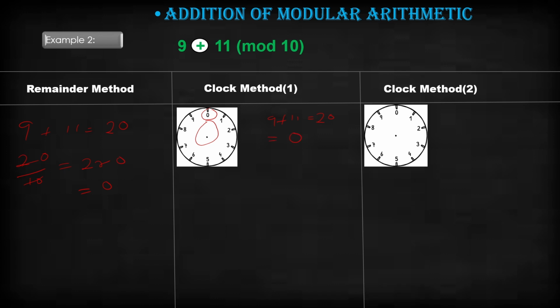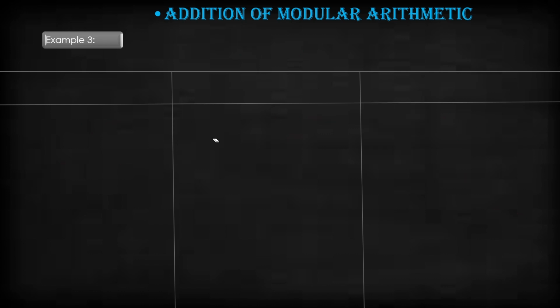For clock method 2, we are going to have the value of 9 and the value of 11. The value of 9 is 9 because it's just going to count and stop at 9. And then 11, we have 10, 11, which is 1. 9 plus 1 is equal to 10. Then we divide by our mode, 1 remainder 0. So our answer is 0. Example 3.